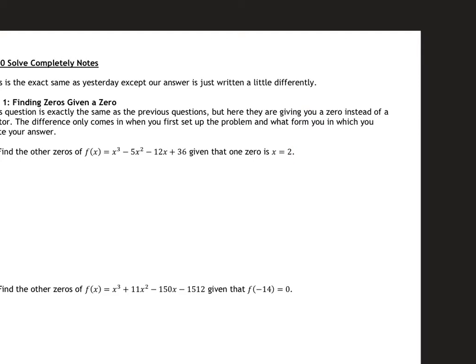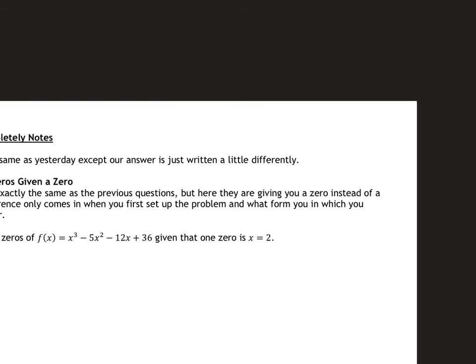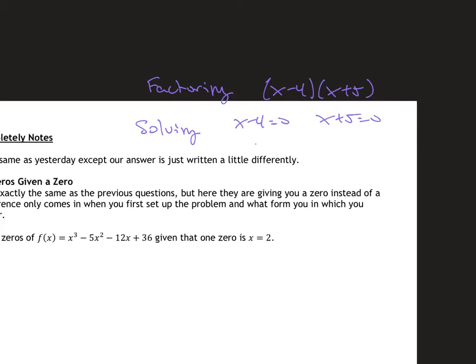All right. So factoring right here, remember factoring, it's gonna give you something like, I don't know, x minus 4 and x plus 5. Solving, remember we set each part equal to 0, and we solve, so x would equal 4 and x would equal negative 5. The difference in the two.